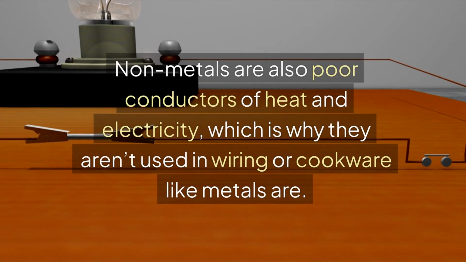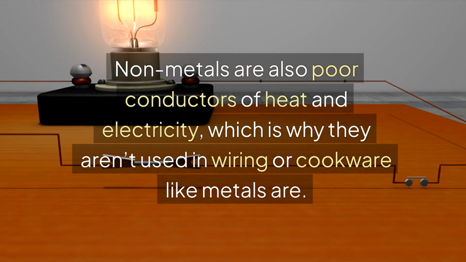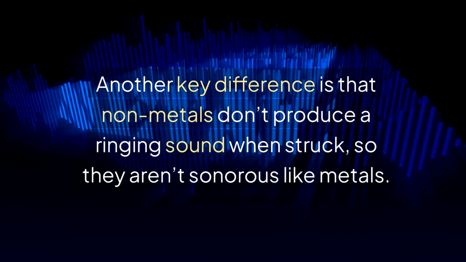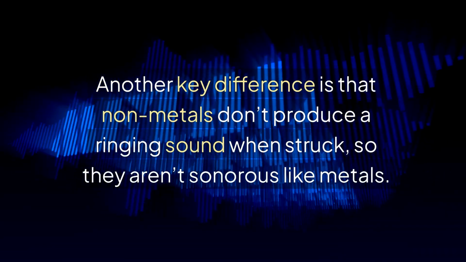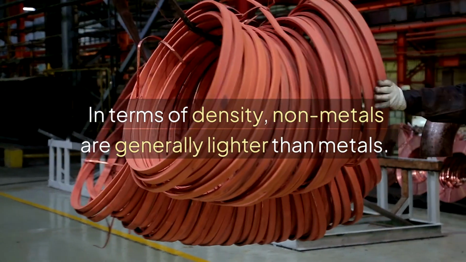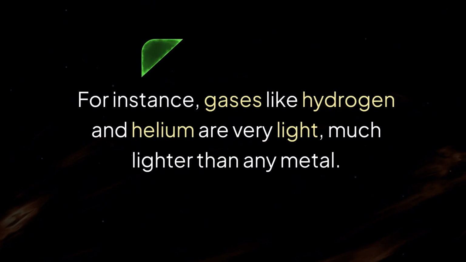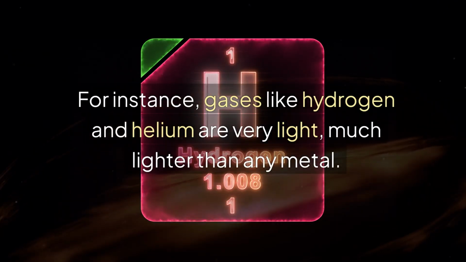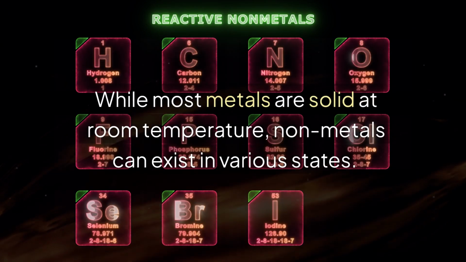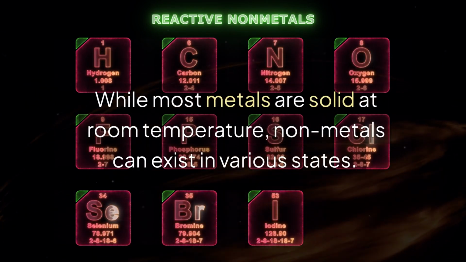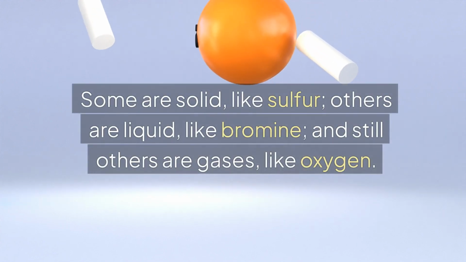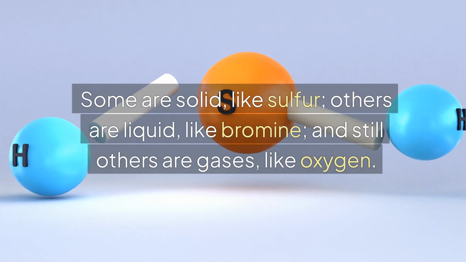Non-metals are also poor conductors of heat and electricity, which is why they aren't used in wiring or cookware like metals are. Another key difference is that non-metals don't produce a ringing sound when struck, so they aren't sonorous like metals. In terms of density, non-metals are generally lighter than metals. For instance, gases like hydrogen and helium are very light, much lighter than any metal. While most metals are solid at room temperature, non-metals can exist in various states. Some are solid, like sulfur, others are liquid, like bromine, and still others are gases, like oxygen.